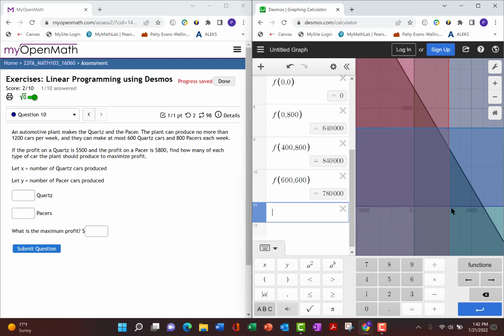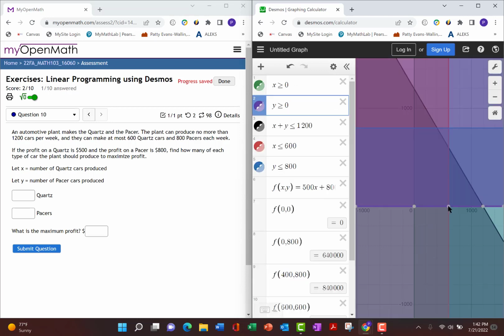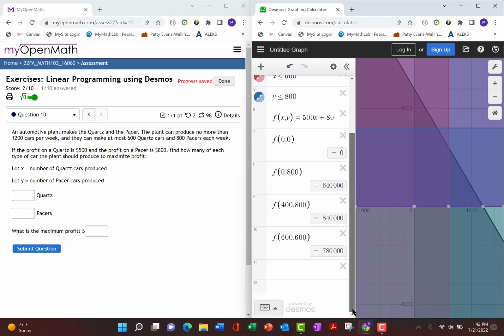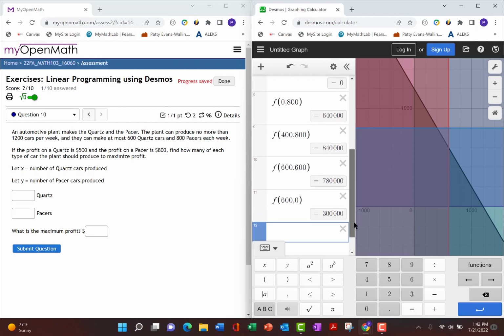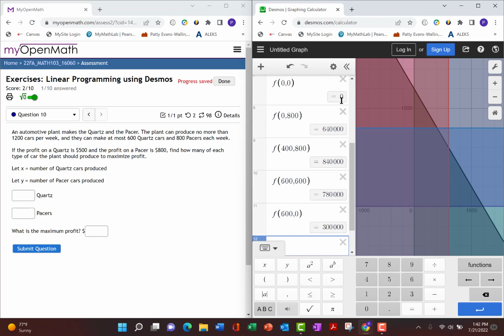And then let's do the last corner point, which is down here, which is 600, comma 0. So let's scroll down and we do f of 600, comma 0. And we see it's 300,000. So let's look at the 5 corner point answers and see which one's biggest. And it's 0, 640,000, 840,000, 780,000, and 300,000.